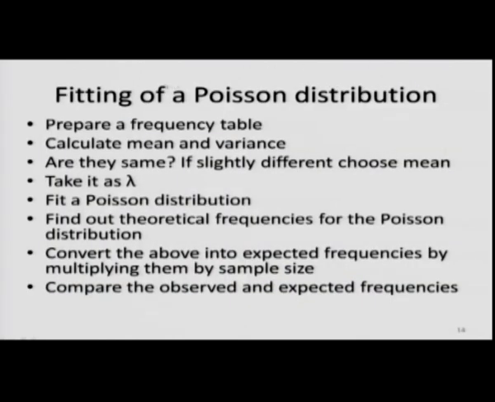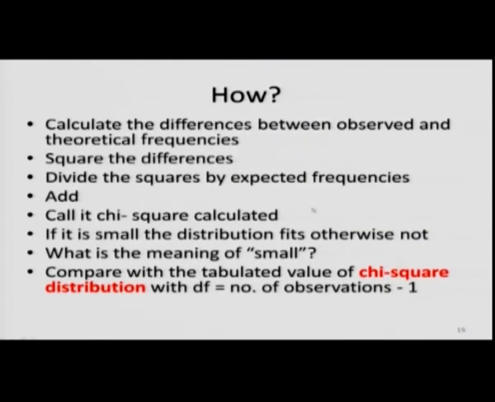Fitting of a Poisson distribution means preparing a frequency table, calculating mean and variance. Are they the same? If they are slightly different, maybe choose the mean, take it as lambda, fit a Poisson distribution, find out theoretical frequencies for the Poisson distribution, convert the above into expected frequencies, multiplying them by sample size, and compare the observed and expected frequencies. How?